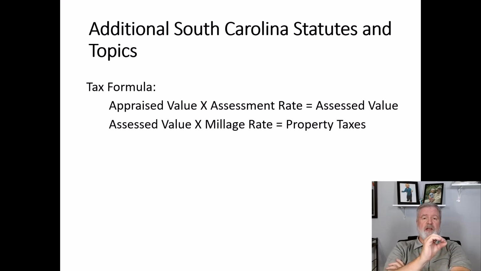So all you do here is you take the value of the home times the rate, either 4% or 6%, and that will give you the assessed value of the property. Now, once you have the assessed value, the next step is you take that assessed value times the millage rate, and that will tell you what your taxes will be. If you don't remember about millage and how all that works, that was in an earlier chapter. You might want to go back to that chapter and review that.